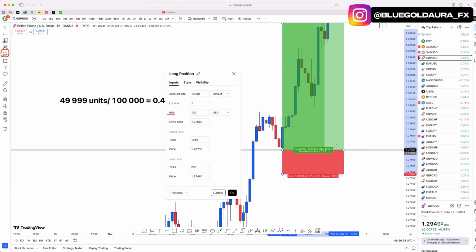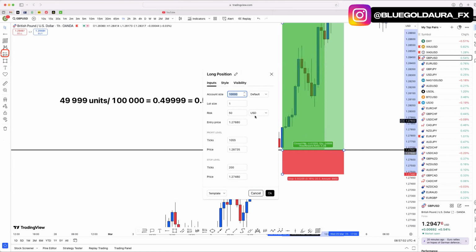We still have 49,999 units. And if I change this money to, let's say, $50, we want to risk $50, you see that now we have 24,999 units. So you can either change from percentage to money, money to percentage. Personally, I love to use the percentage.